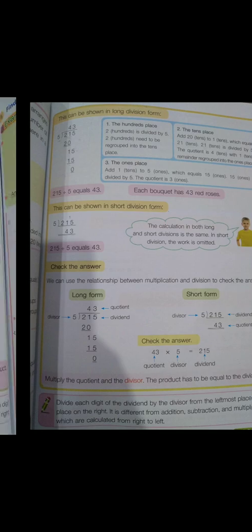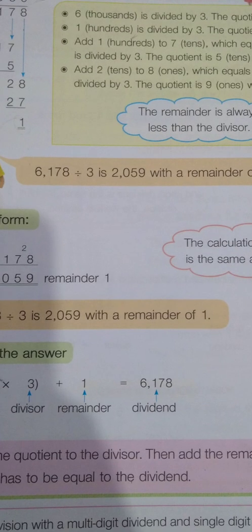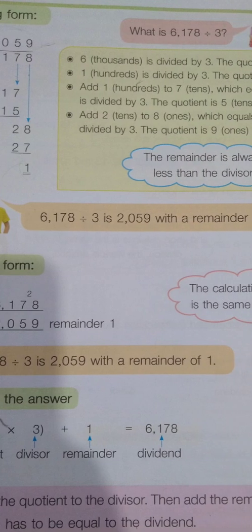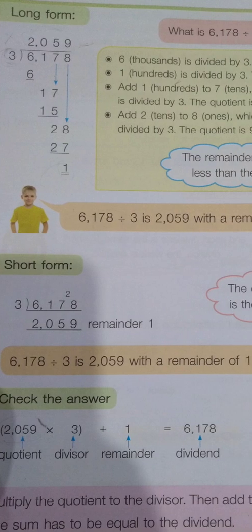So that's it. Here, page 115, long form. What is 6,178 divided by 3?